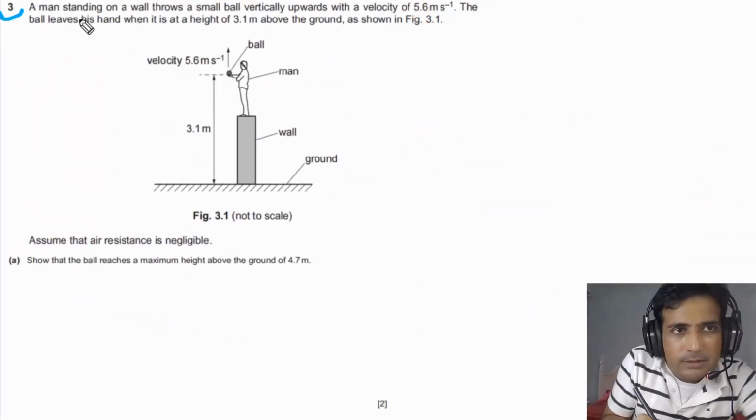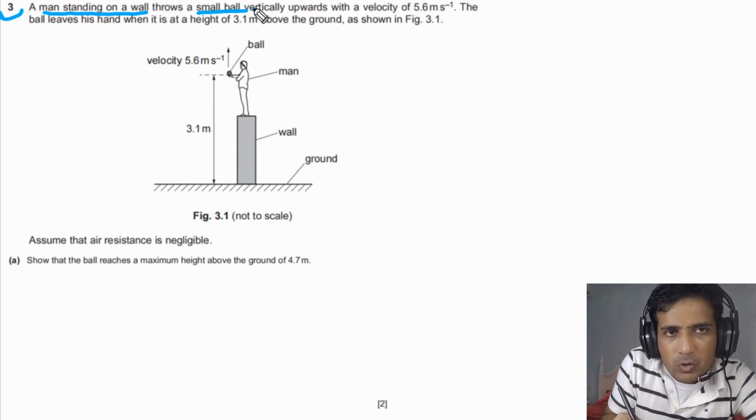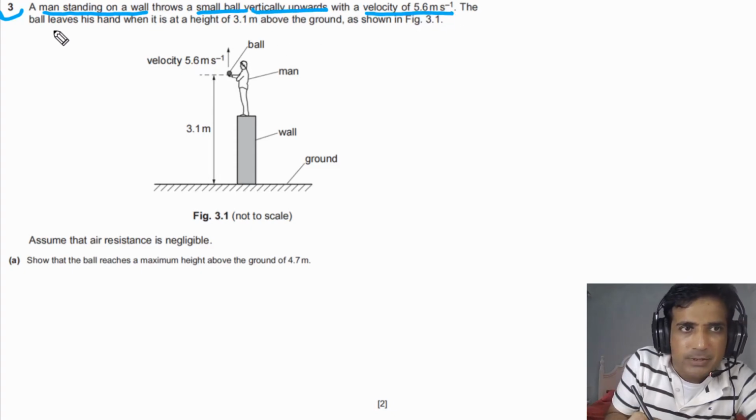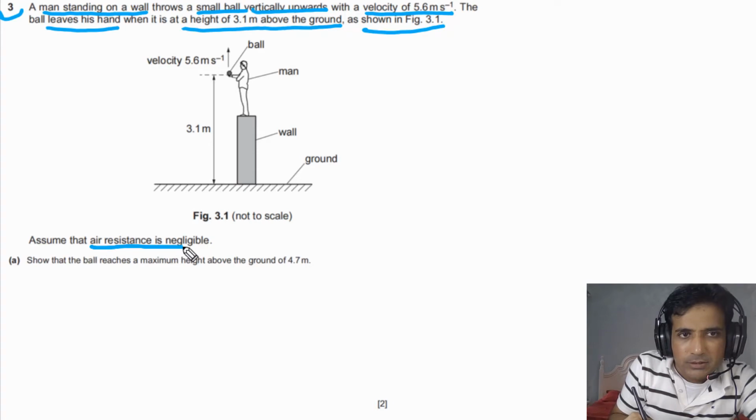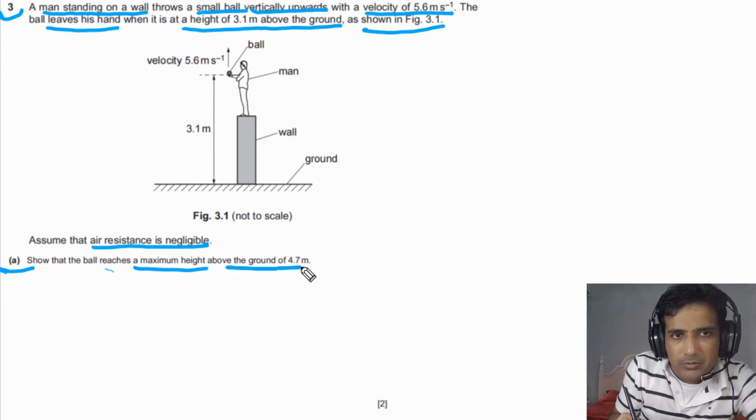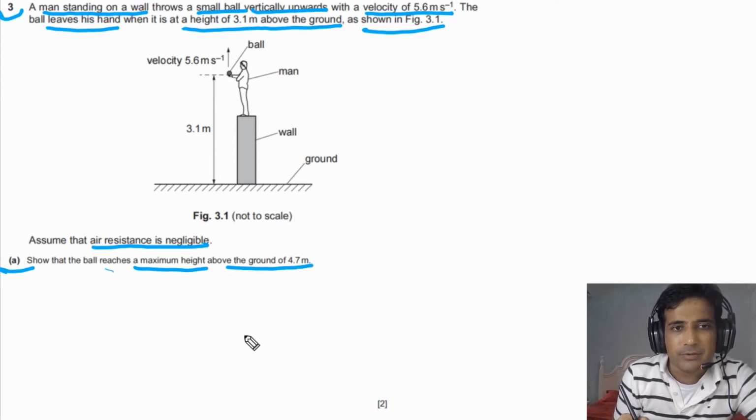For the third question, it is given to us: a man standing on a wall throws a small ball vertically upwards with a velocity of 5.6 meters per second. The ball leaves his hand when it is at a height of 3.1 meters above the ground, as shown in figure 3.1. Assume that air resistance is negligible. For part A, we need to find out the maximum height above the ground, which is 4.7 meters.